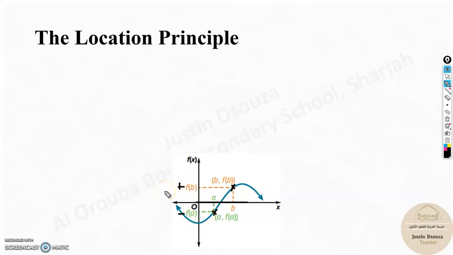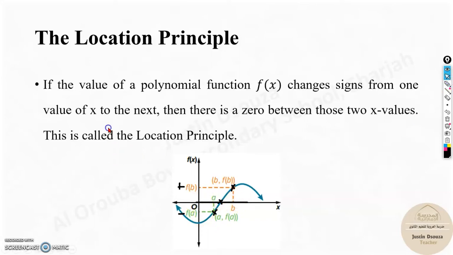What does it tell us? The location principle says that whenever you have 2 points of a function, if the 2 points are of opposite sign, see this is negative, this is positive, then there is a 0 in between them. Why? Because it will cross, right? It has to cross from minus to plus or from plus to minus. So it has to intersect the x-axis, and this x-intercept is the solution. So that is what it says in simple words. This is the proper definition you can go through, but if you understand the concept, it is more than enough.